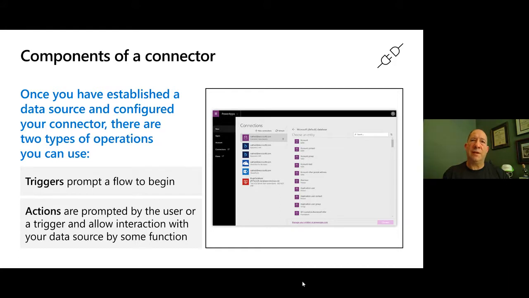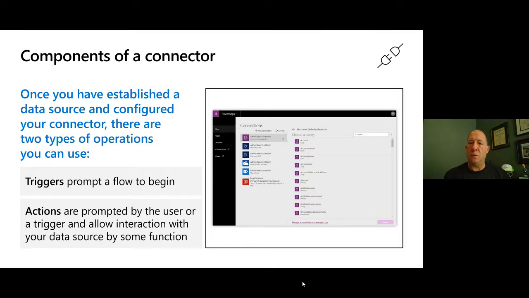And so the components of a connector, there are really two components. There's triggers and there's actions. And triggers are really only used with Power Automate and are used to prompt a Power Automate flow to begin something. Triggers can be time-based, such as you want a specific flow to occur every day at a specific time, say 8 a.m. Clock hits 8 a.m., it triggers that flow to occur, and that may be something like switching data from one system to another.